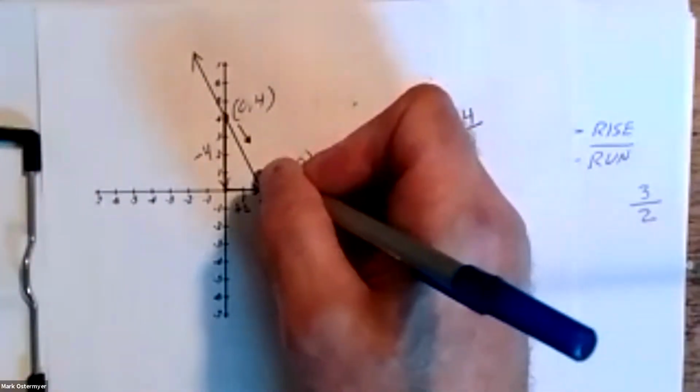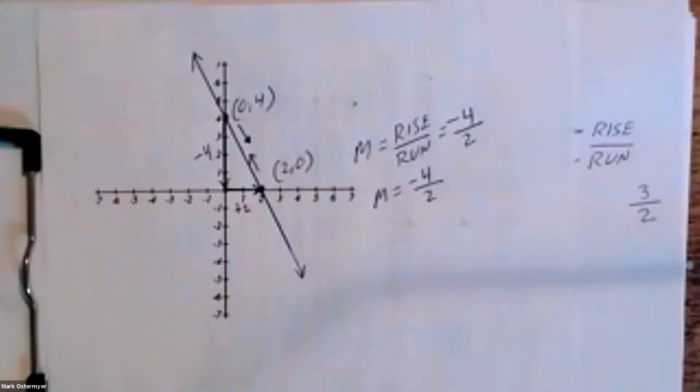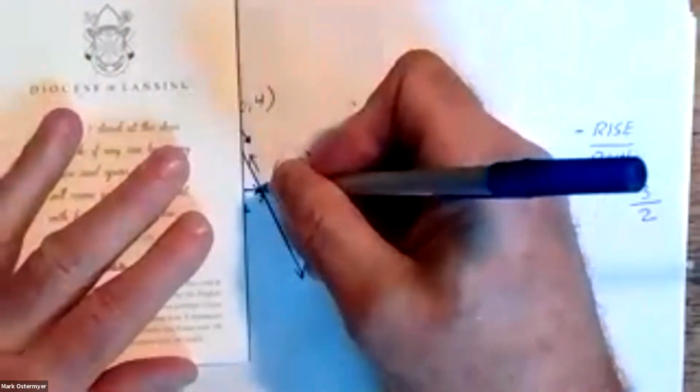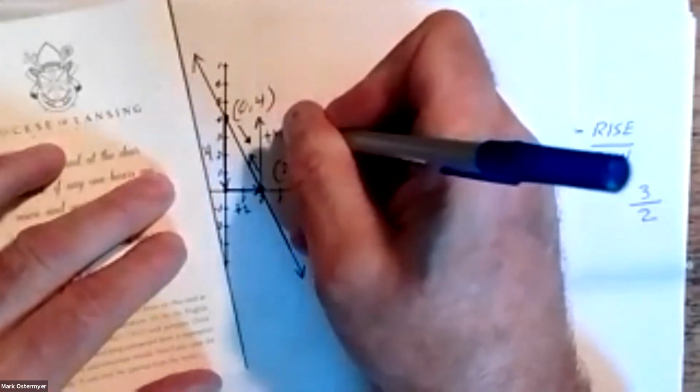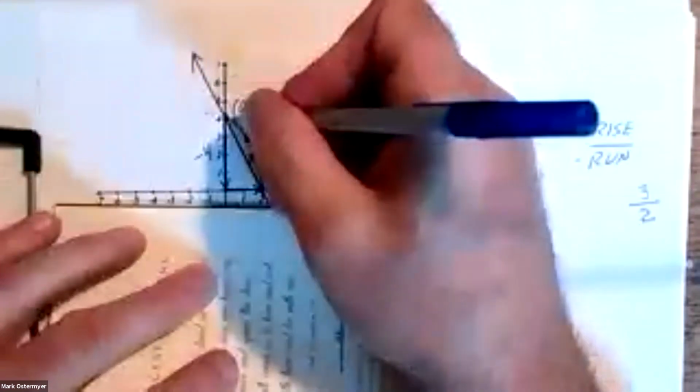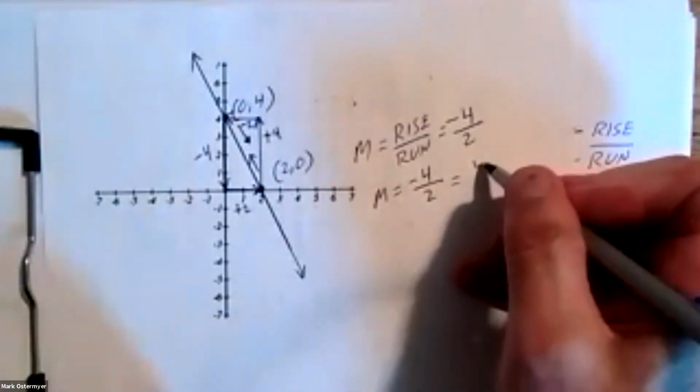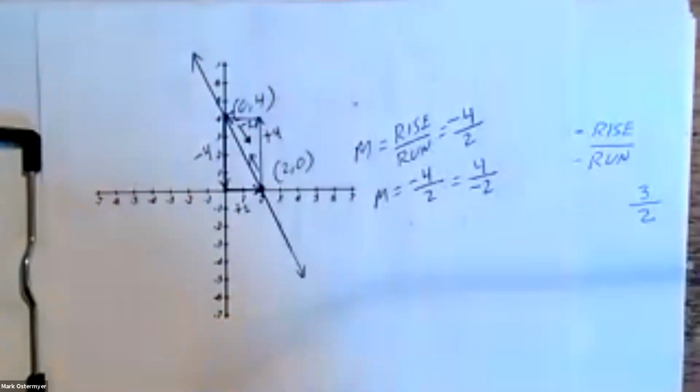If you move from this point up to this point, from 2, 0 up to 0, 4, you're going to get the same slope. Your rise in this case will now be +4 units of rise. But your run now is going to be in the negative x direction. It's going to be -2 units of run. Same slope. 4/-2 is equivalent to -4/+2. Those are equivalent to each other. So it doesn't matter which way you go up or down this line, you're going to compute the same slope.